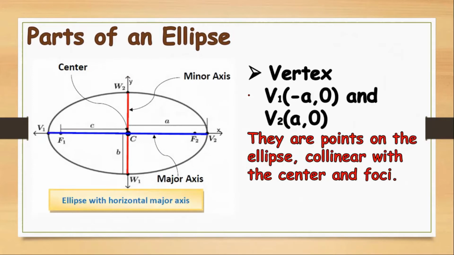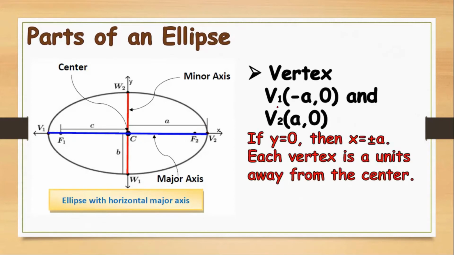And also, the vertices of our ellipse are found here. The longest side is where we find our vertices, and they are in the form (negative a, 0) and (a, 0). These are points on the ellipse collinear with the center and the foci. So the vertices are collinear with the center and the foci. And also, one vertex is at (negative a, 0), and the other vertex is at (a, 0).